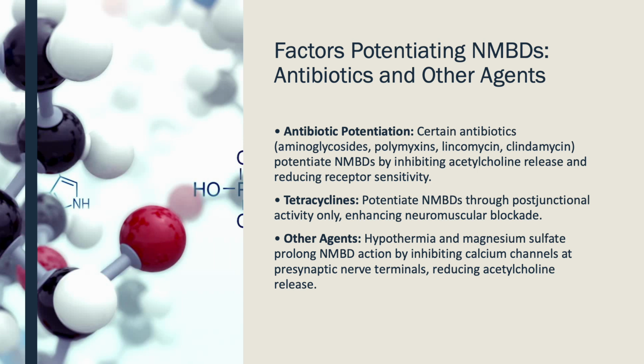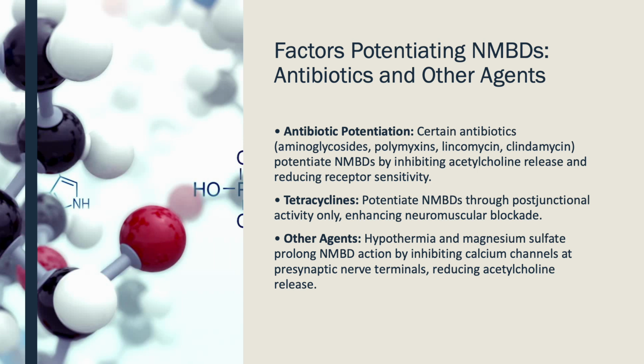There are some other drugs like antibiotics: aminoglycosides, polymyxins, lincomycin, clindamycin. These can all potentiate the effects of our non-depolarizing neuromuscular blockers. They do this by inhibiting acetylcholine release at the neuromuscular junction and reducing receptor sensitivity. They block calcium channels at the presynaptic nerve terminals, and this inhibits the release of acetylcholine, which is essential for muscle contraction. Tetracyclines also enhance the effects of our neuromuscular blockers through post-junctional activity.